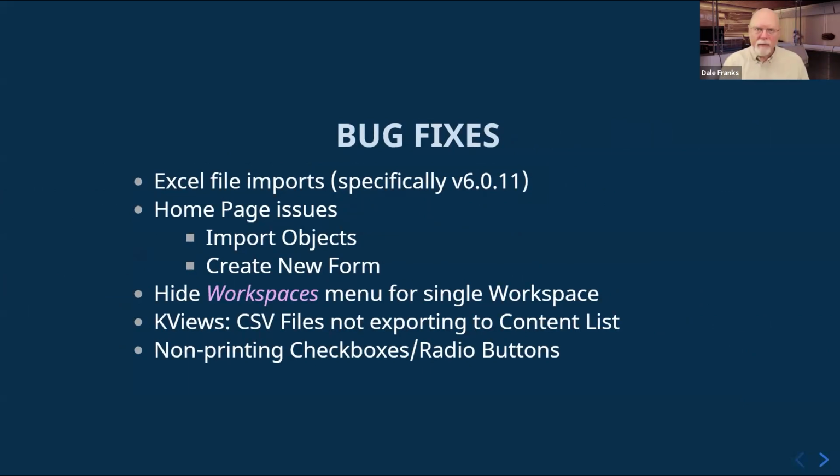All right, so let's talk about bug fixes. First, a problem that specifically exists in 6.0.11. Excel file imports were a little wonky whenever you tried to import them, and sometimes they wouldn't import at all. I think it was an intermittent problem for certain Excel file imports, but it doesn't matter. It was only a problem in 6.0.11, and it was resolved in later versions.